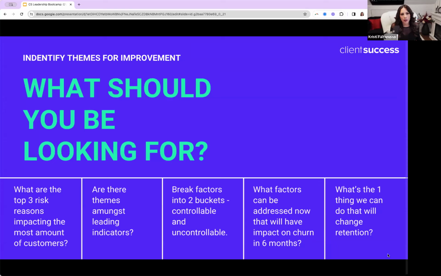I can't always look at things that are going to fix things two years from now. Of course, thematically, if I start doing these things, it will have long-term impact, but sometimes we do have to solve for the immediate challenge that we have, especially if you have churn issues. So for me, I'm looking at what I can address today that will fix this. And then what's the one thing that we can do that will change retention?